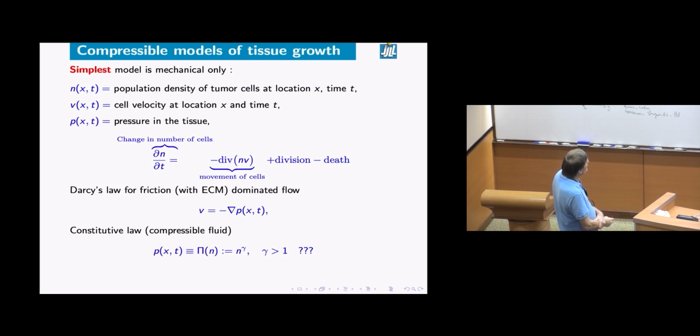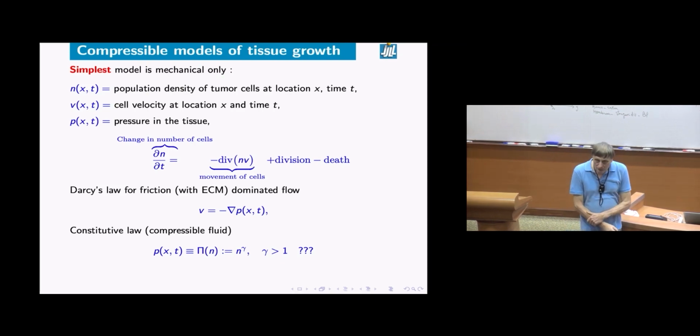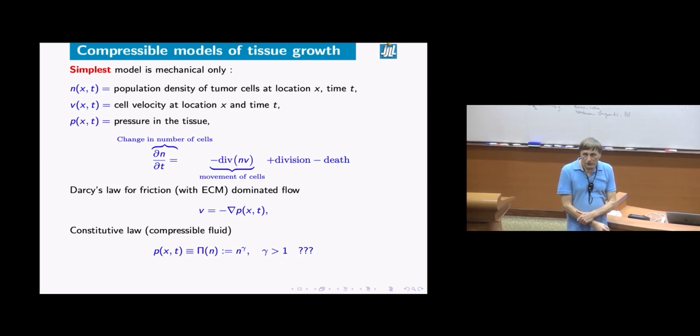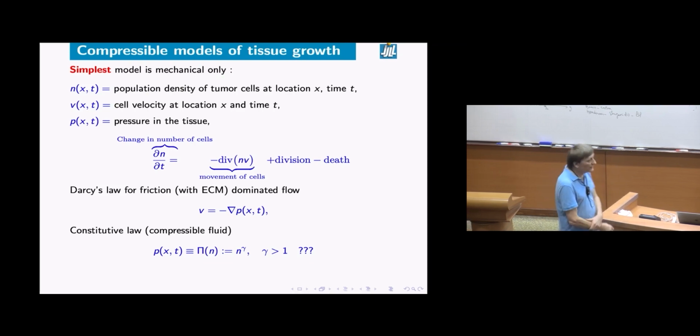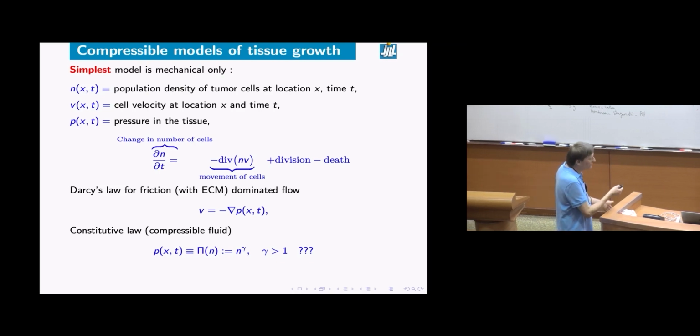And you have to close. So the simplest way is to close by a compressibility condition, a law of state, a pressure law. For example, you can take n to the power gamma if you want a simple rule for the pressure, which, of course, you can question in terms of biology.